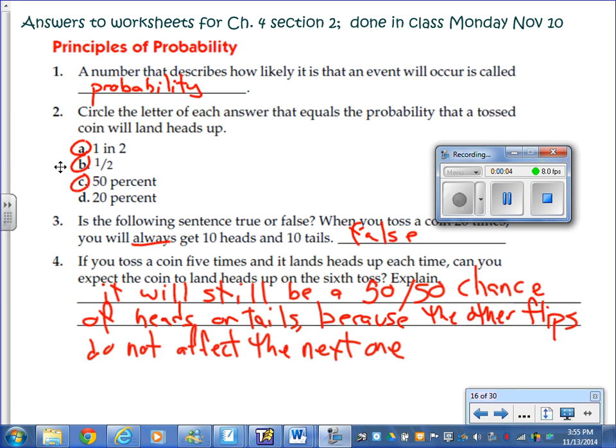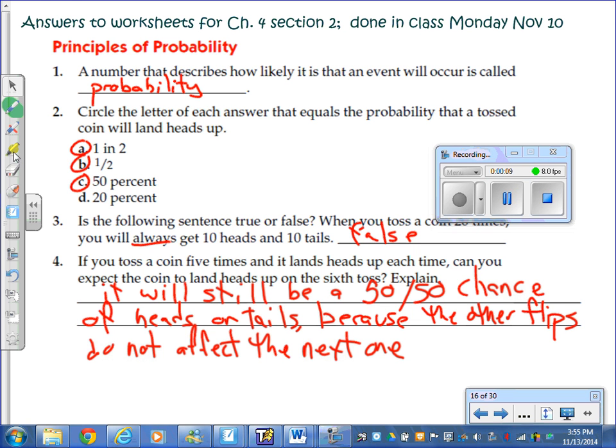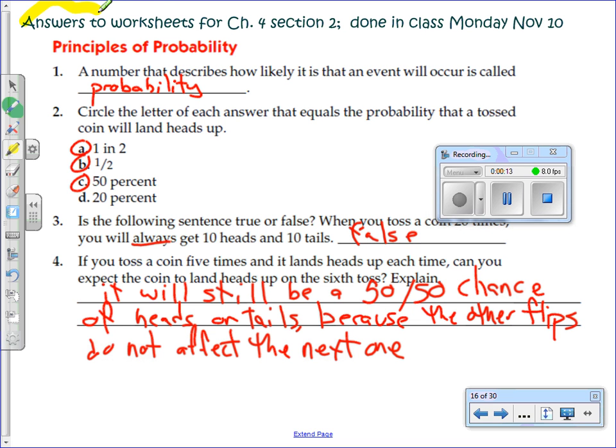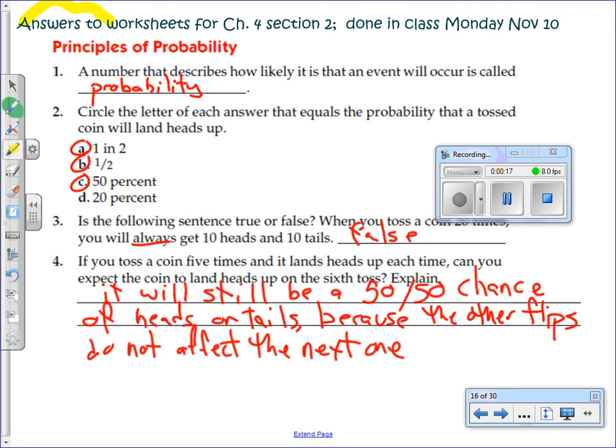This quick flipped lesson is simply the answers to the worksheets we did. We did them in table groups on Monday, November 10th. We read Chapter 4, Section 2, and then did the worksheets in class. We did them as table groups, so you should have had time to collaborate. But here are the answers for those of you who would like to make sure you have the correct stuff.